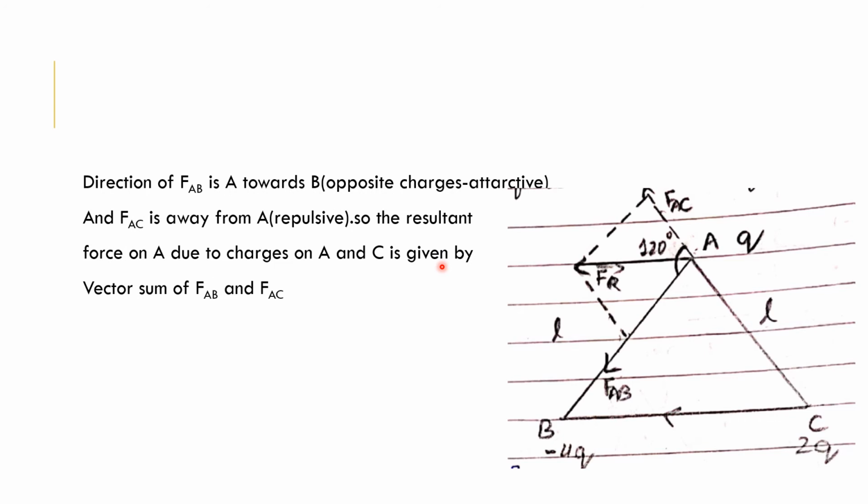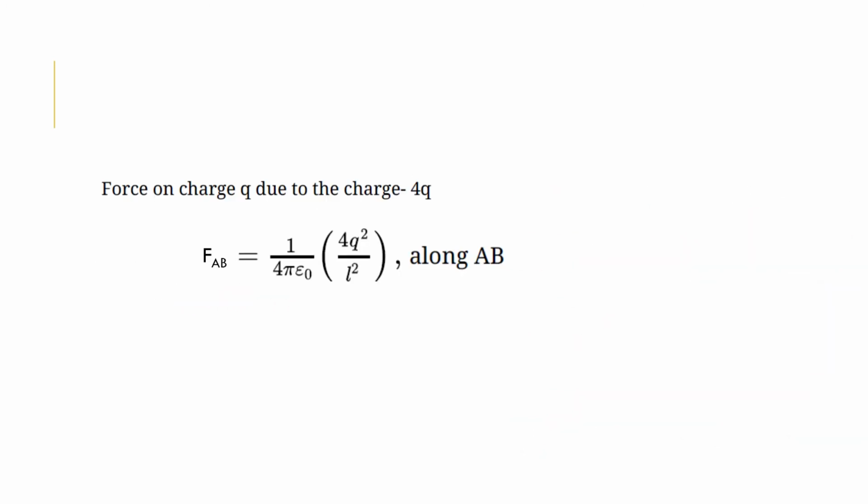So the explanation is given here. FAB is from A to B and FAC is away from A. And the resultant force on A due to charges at B and C is given by vector sum of FAB and FAC. We'll find out the magnitude first. FAB and FAC magnitude we'll find out first. Then only we can apply the parallelogram law.